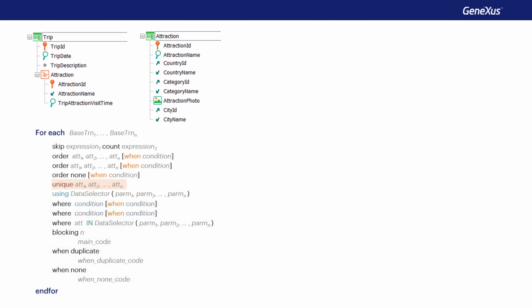The restriction only applies to the body of the for each, not to the other clauses. In particular, it doesn't apply to the filters. That is, it applies to what happens after the records have been sorted and filtered.